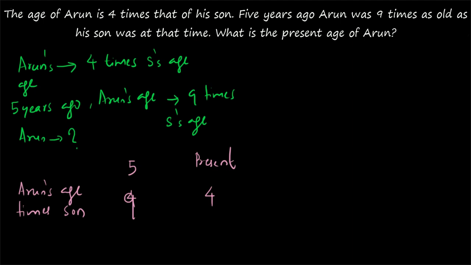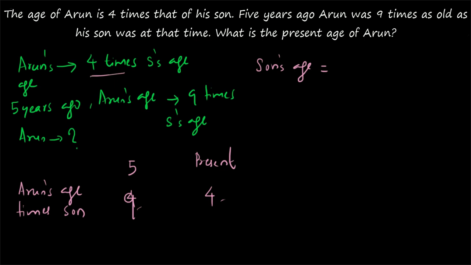So t is 5 here, 5 years ago, Arun's age was 9 times that of son, and at present, Arun's age is 4 times that of son. So what is son's age? You can find out son's age first. Then after finding out son's age, you have to find out the father's age by using the relation at present.